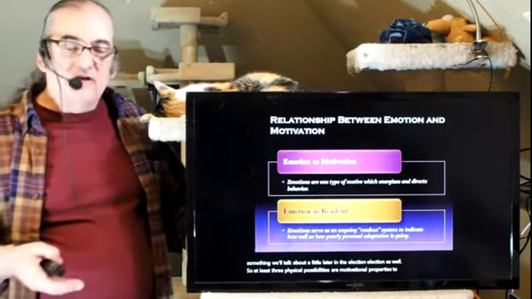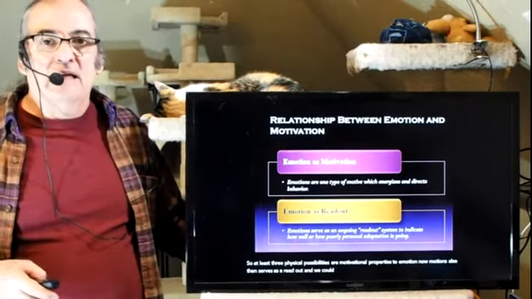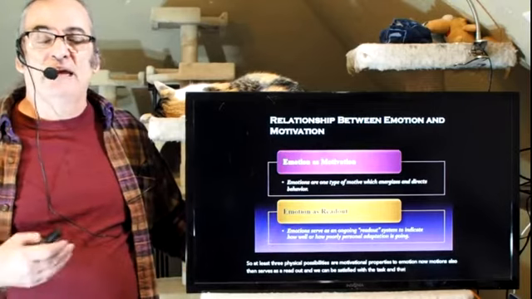Now, emotions also then serve as a readout, right? And we can be satisfied with a task, and that makes us feel happy as a result of that, or proud.